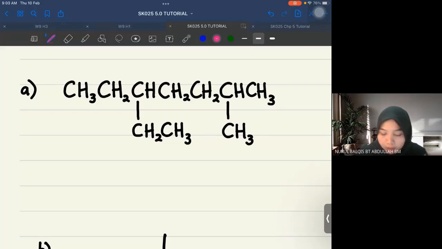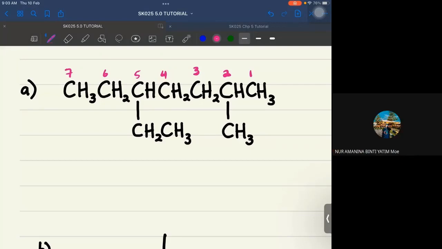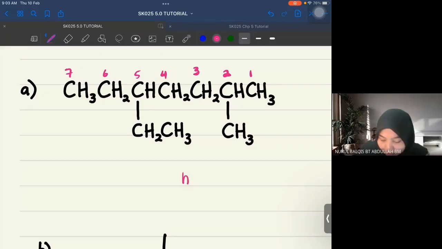Right. From the right. Okay, so from the right we have the first, second, third, fourth, fifth, sixth and seventh. So the parent chain is going to be, what is the name of the parent? If it is 7? Heptane. Heptane, okay.